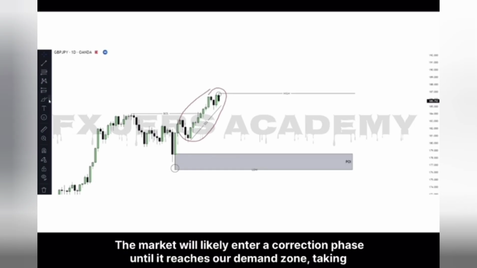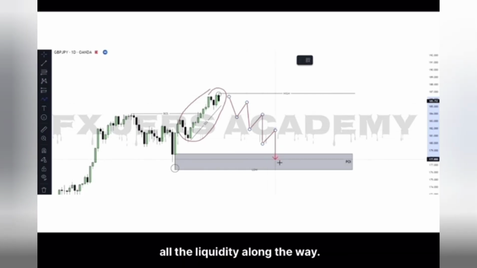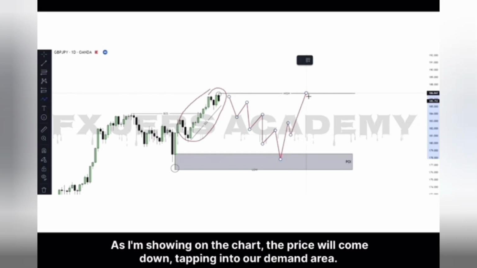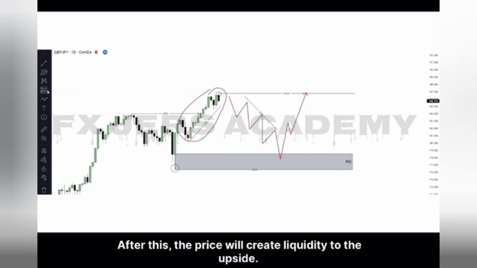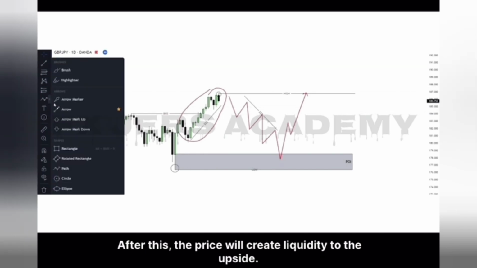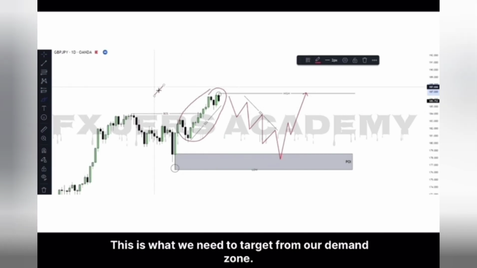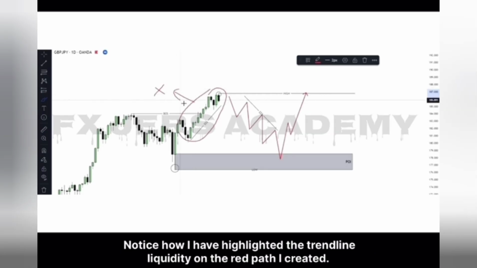The market will likely enter a correction phase until it reaches our demand zone, taking all the liquidity along the way. As I'm showing on the chart, the price will come down, tapping into our demand area. After this, the price will create liquidity to the upside. This is what we need to target from our demand zone. Notice how I have highlighted the trendline liquidity on the red path I created.